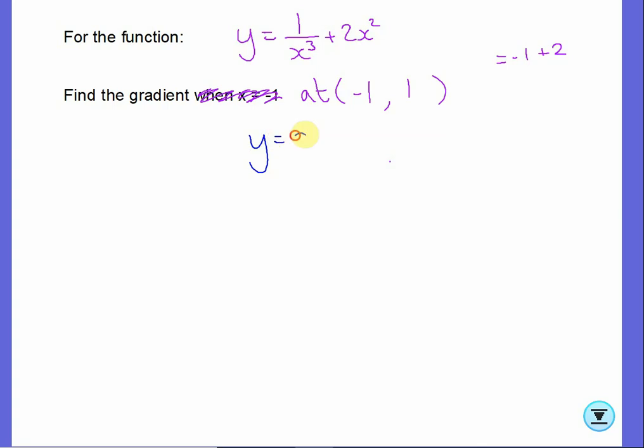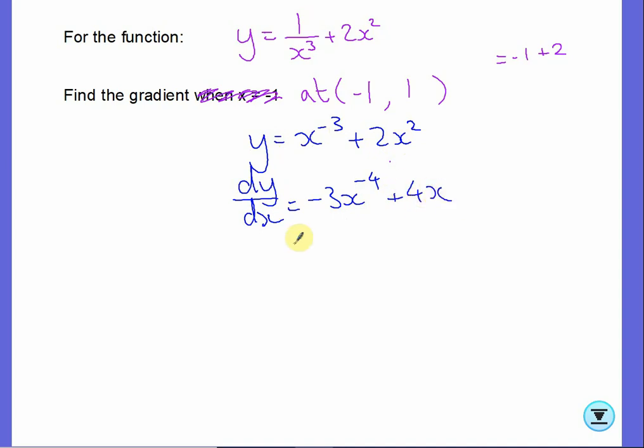Right, this is a pretty easy one. There's nothing to worry about with the 1 there. So I've now rewritten it. I found my gradient function. So we get minus 3x to the minus 4 plus 4x. I rewrite it if you can.